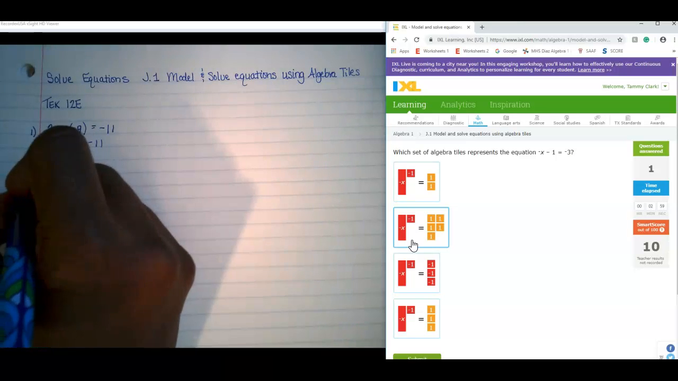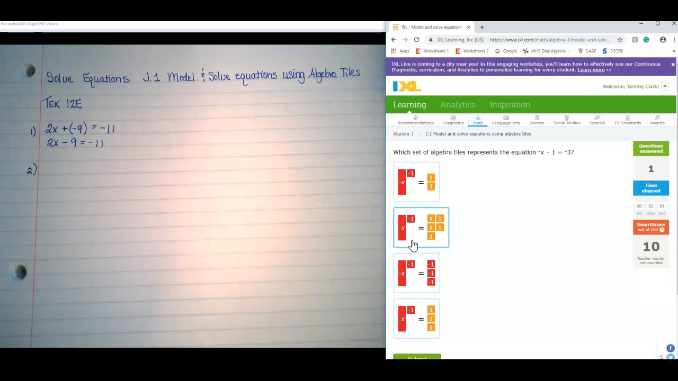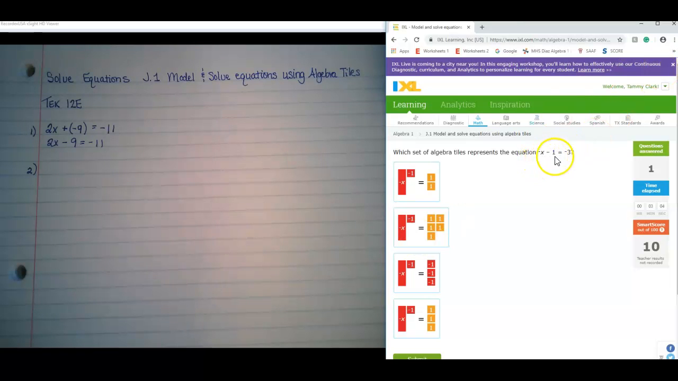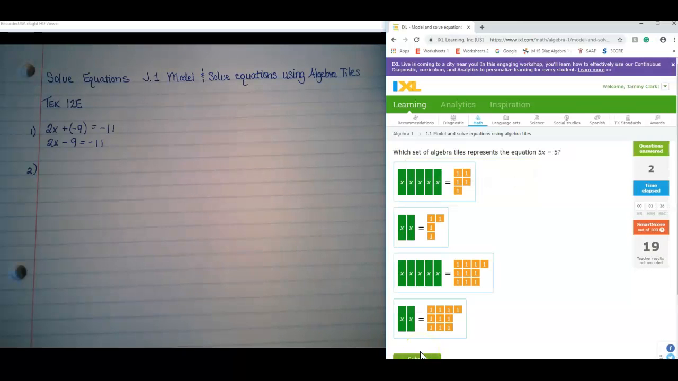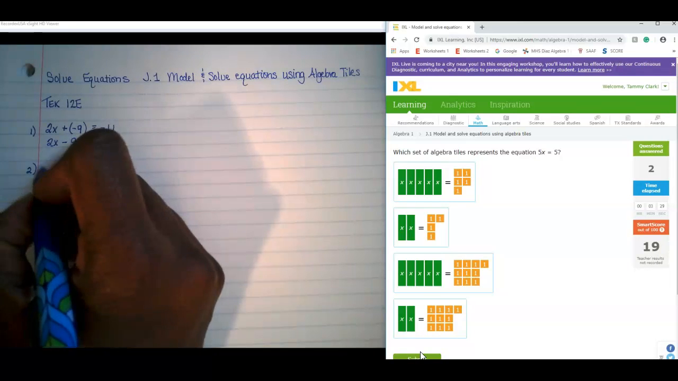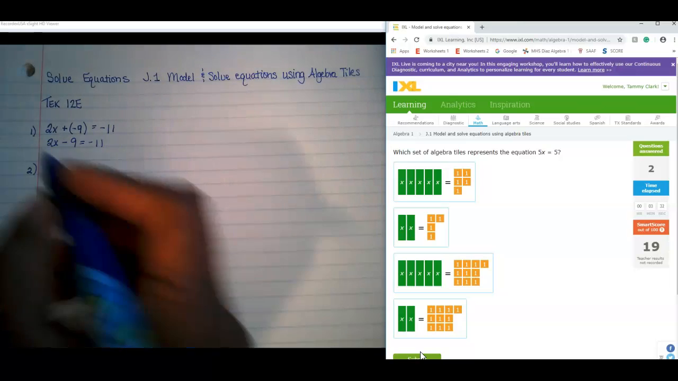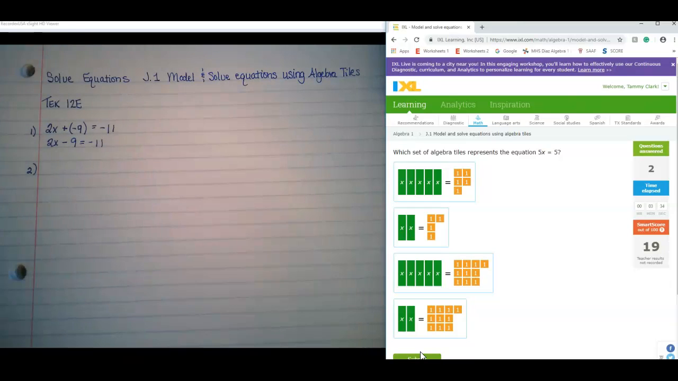Let's look at number 2. So which set of algebra tiles represents the equation negative x minus 1 equals negative 3? So we're looking for red 1 tile, 1x, minus 1, that one looks good, but that says plus 2. This says plus 5. Here we go. Negative 1x minus 1 equals negative 3. Oh, I forgot to write it down. Anyway, so now we're looking at 5x equals 5.